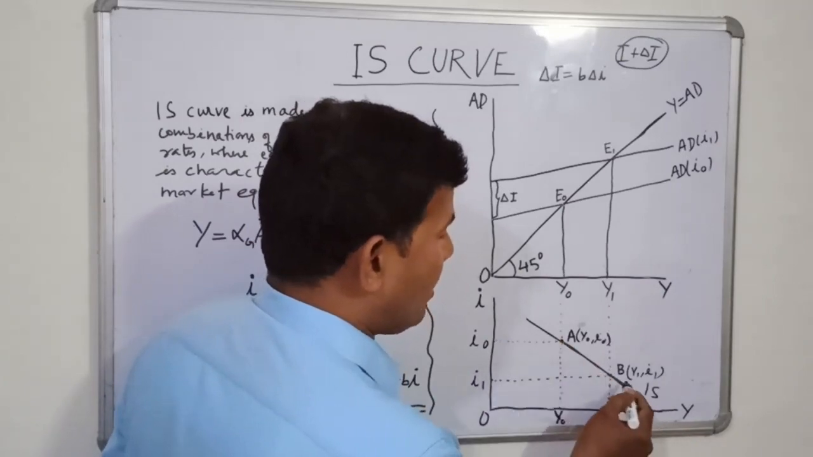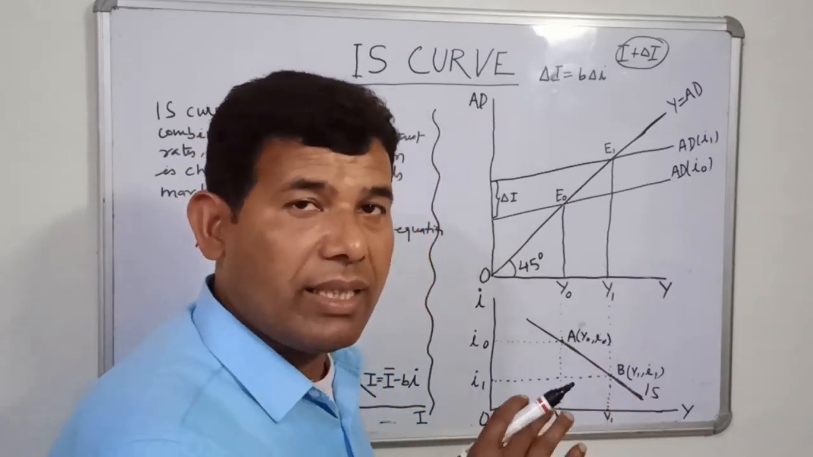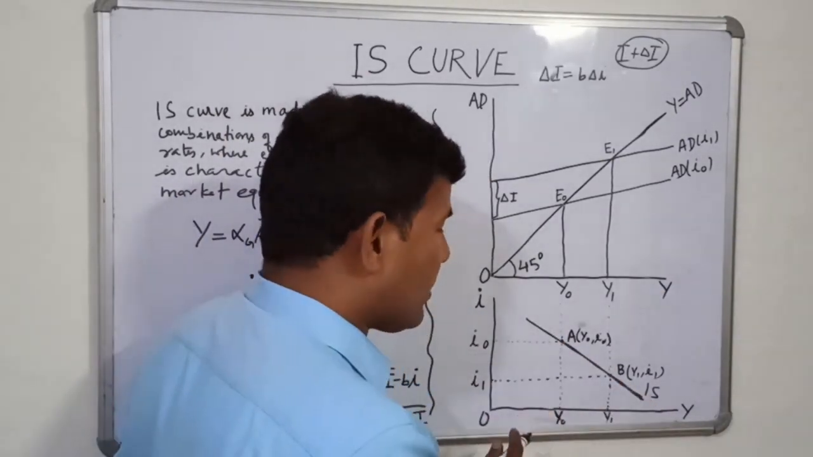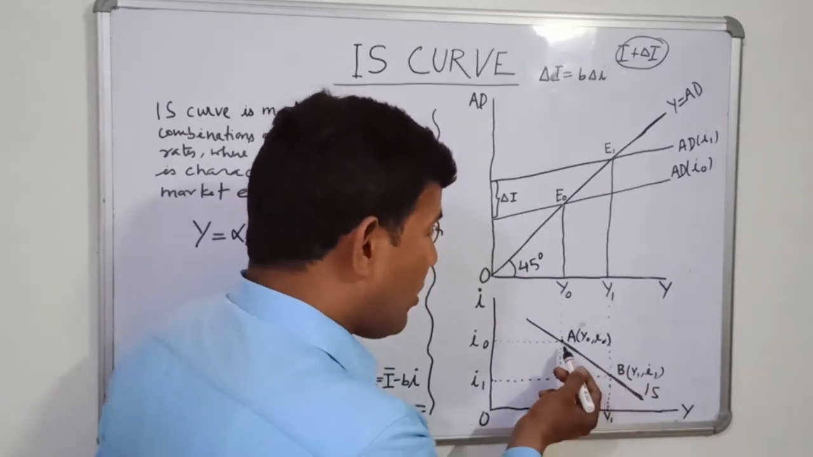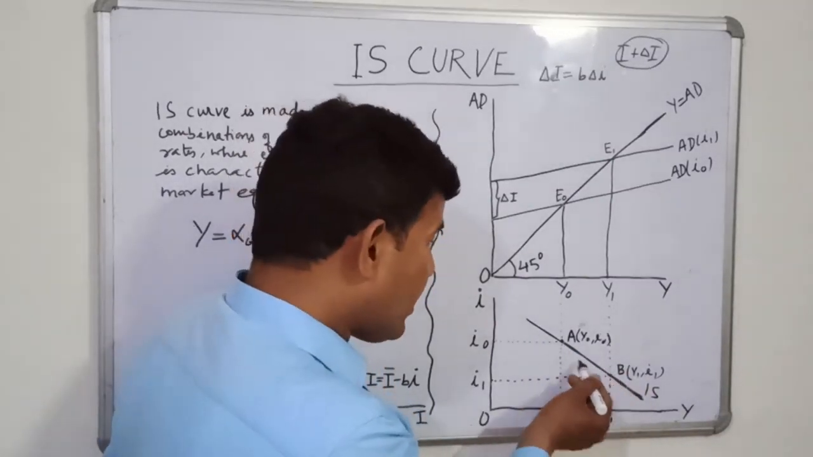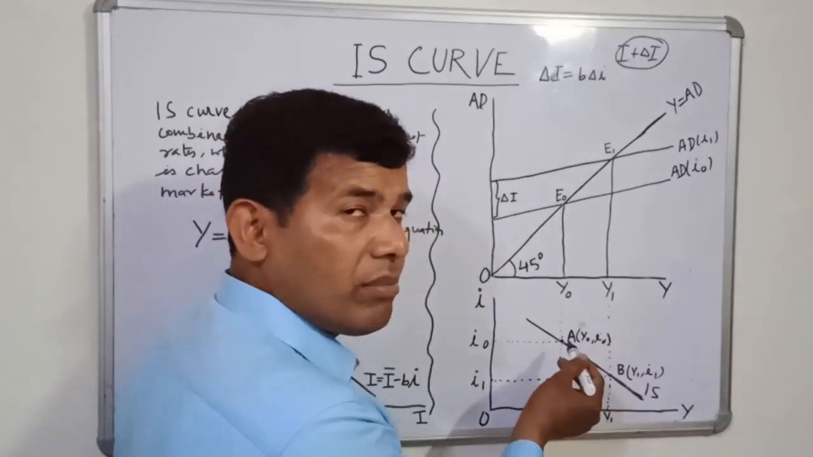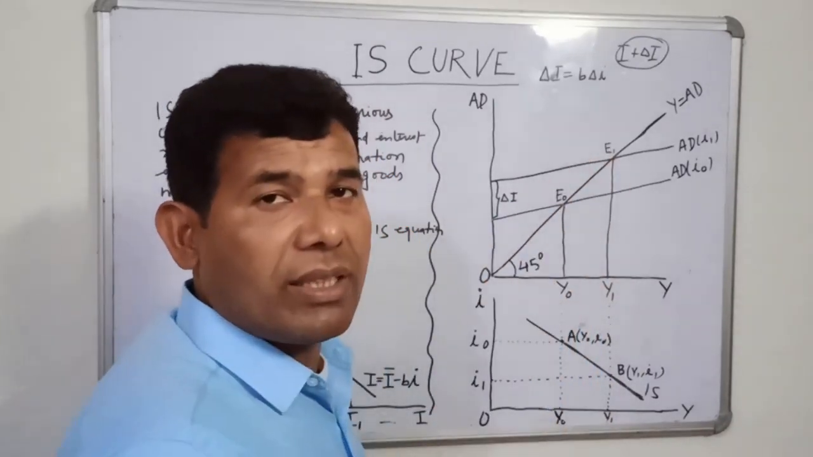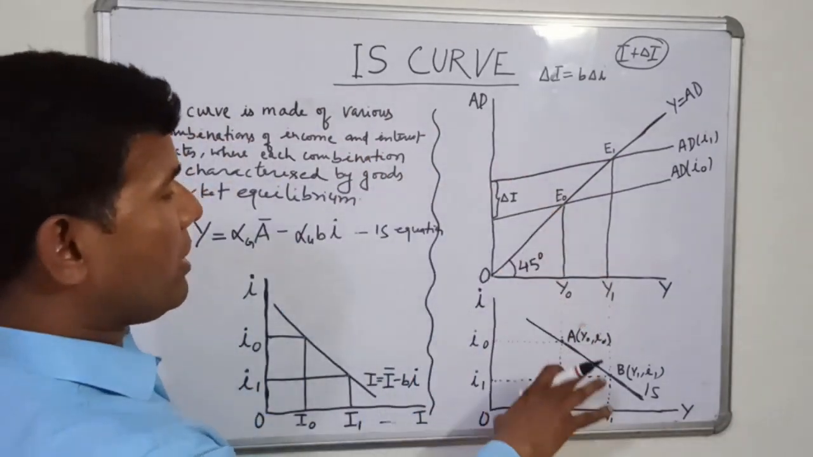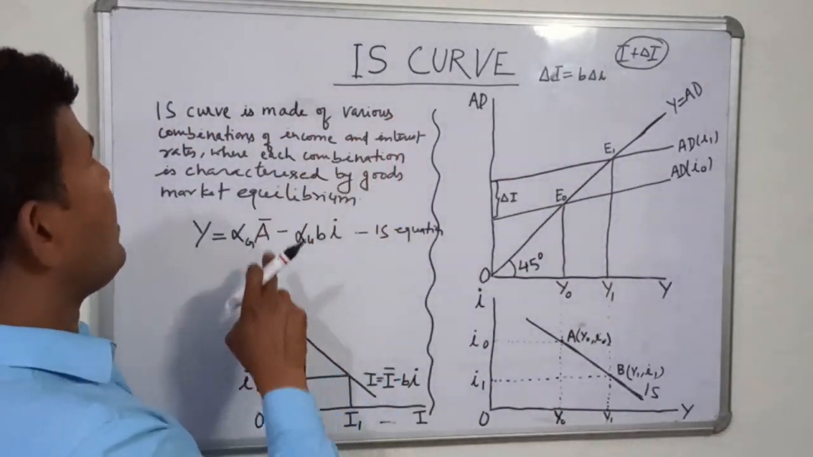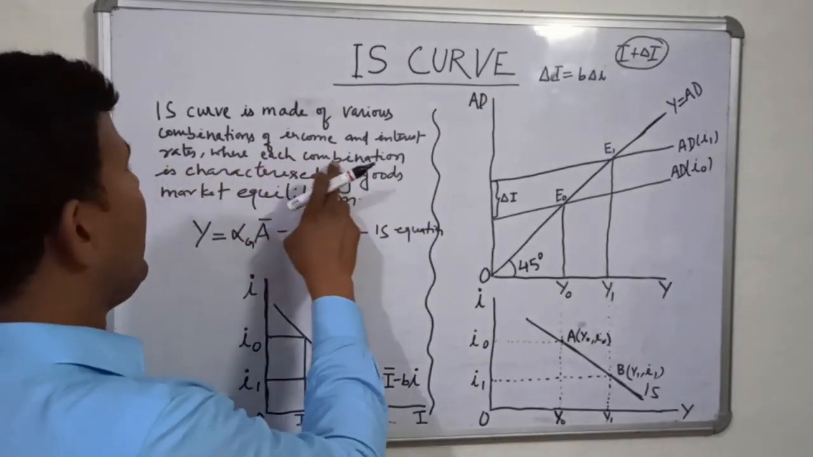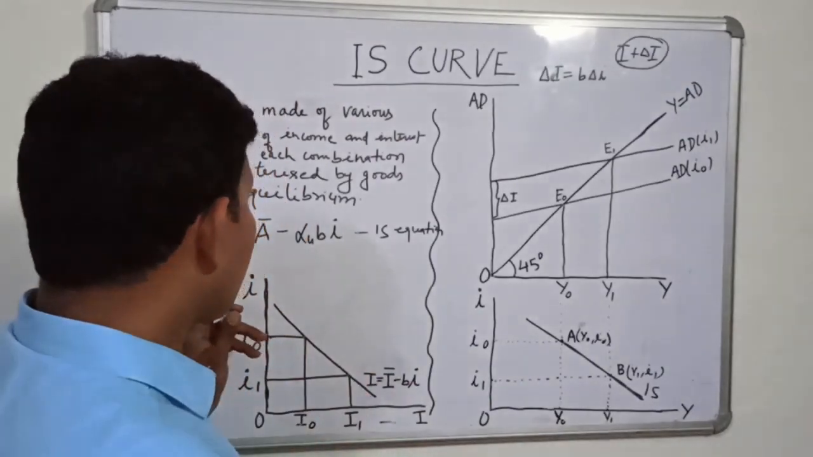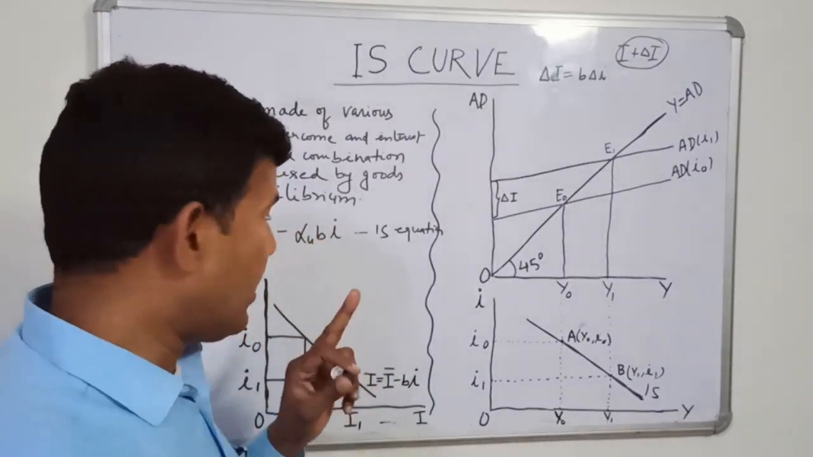By joining A and B, we get the IS curve. This is what we call the IS curve. So we have derived the IS curve, which is made up of various combinations of income and interest rate, where each combination is characterized by the condition of equilibrium in the goods market. So this becomes the definition of the IS curve: the IS curve is made of various combinations of income and interest rate, where each combination is characterized by goods market equilibrium. Now if you go to the IS equation that we had derived algebraically, you get this one.